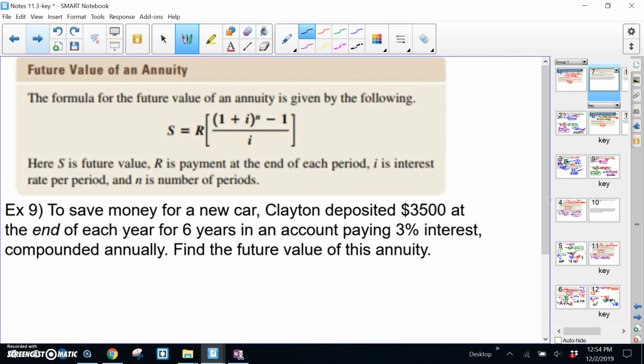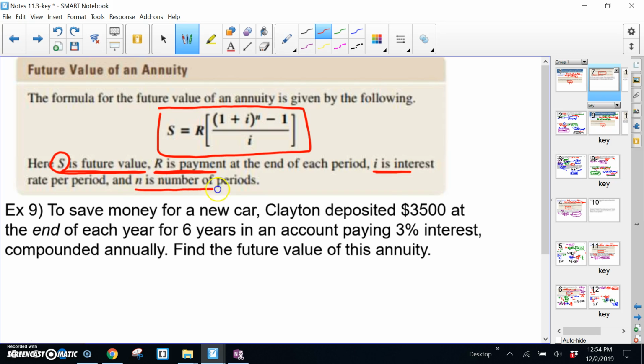Moving on, future value of an annuity. We've got another equation. This one talks about annuities. You've got to know some variables. S stands for future value. You might want to just think about S as the sum. R is the payment. I is interest. And N is the number of periods, or the number of payments, or the number of times they zap you with interest.